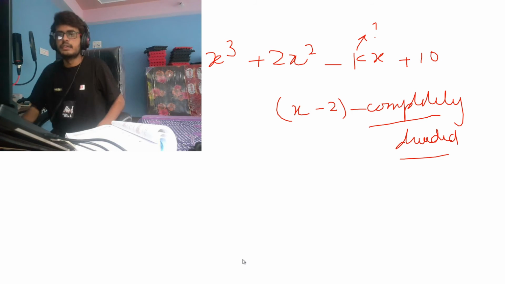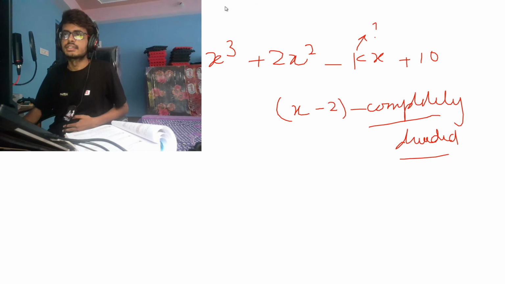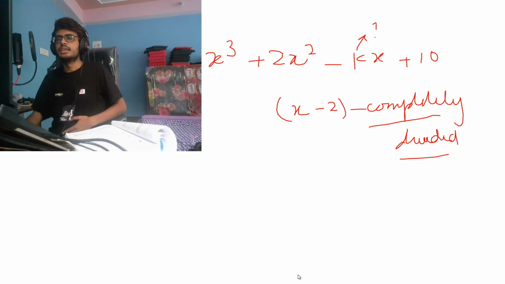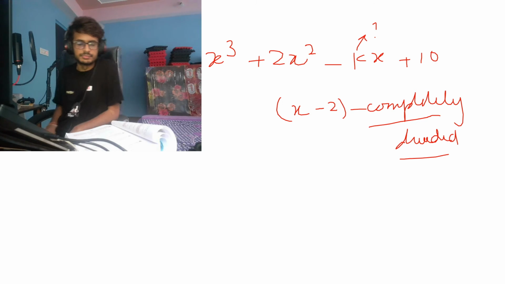So what is the value of k you got? 17? 13? What? 13 is the answer. Answer is 13, not 17. There is a big mistake in your calculation.